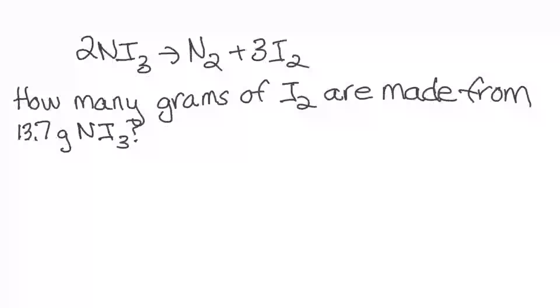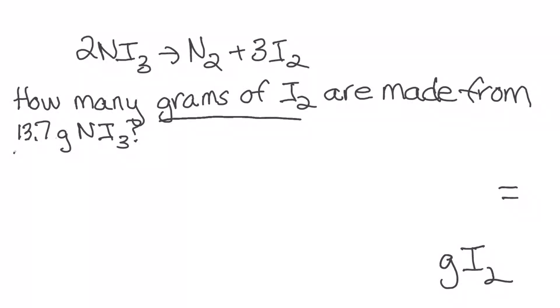So here we have the question and the equation again. It says, how many grams of iodine are made from 13.7 grams of nitrogen triiodide? So hopefully you get used to solving these all the same way. We're going to put an equal sign here, and because I've run out of room, I'm going to put it below the equal sign. I'm trying to find how many grams of I2, so I'm going to put g I2. So that's where I'm going.